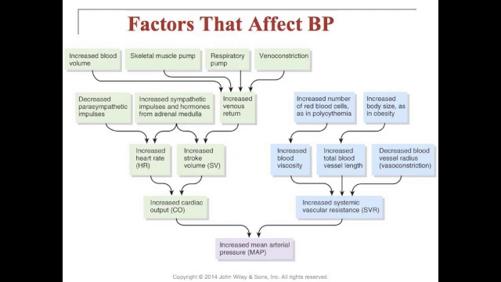Figure 21.10, page 787. This is a summary of the factors that increase blood pressure. Changes noted in green boxes increase the cardiac output, and changes noted in the blue boxes increase the systemic vascular resistance. Increases in cardiac output and increases in systemic vascular resistance will increase the mean arterial pressure.